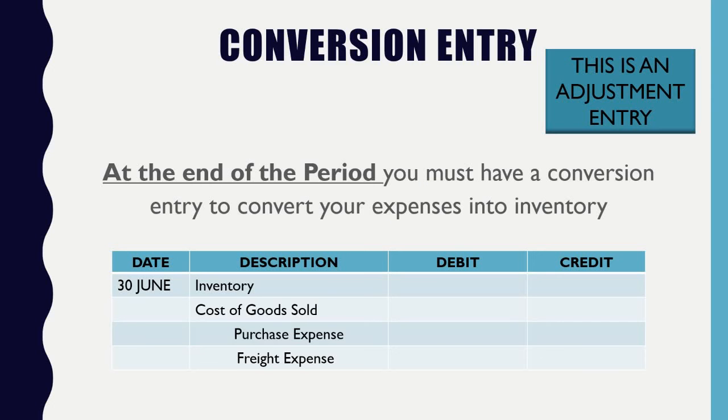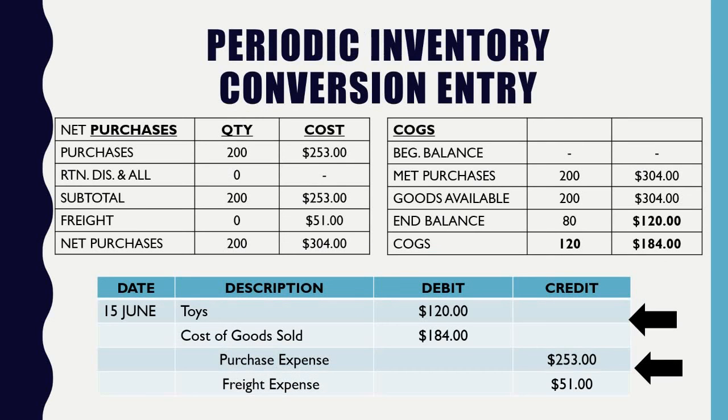All right, so then once we've done our calculation, we need to complete our conversion entry. And this is where we're going to transfer from our purchase expense and convert it into our inventory and cost of goods sold. In this case, we solved for our 200 items, right? But this time, it was going to be for 184 and 120. This is what we solved for this specific LIFO.